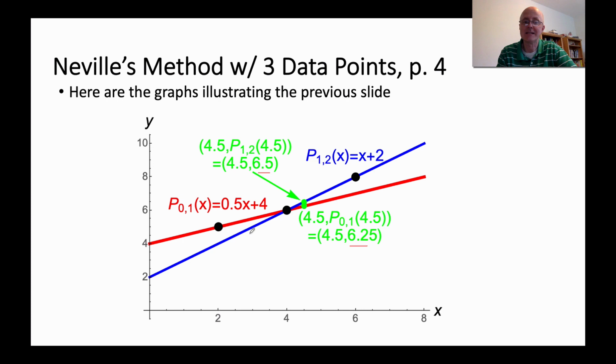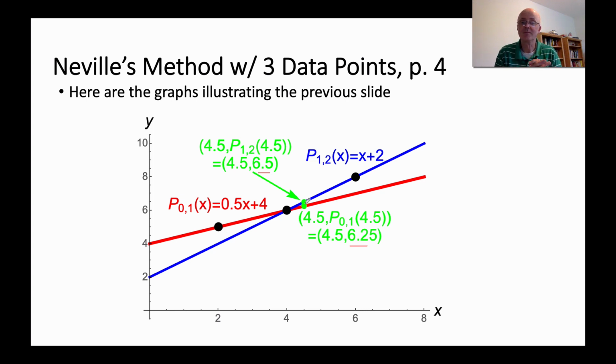P12 of x is the blue graph. Subscripts are 1 and 2. It agrees with the data at the first and second node, which are again really the second and third nodes, this point here, x1 equals 4 and x2 equals 6. And again, we can use either function, theoretically, to approximate the underlying function. And again, since you don't know the underlying function, you really don't know which of these is more accurate.